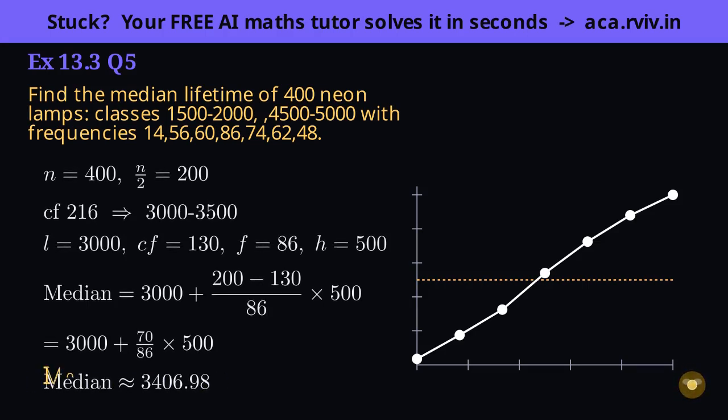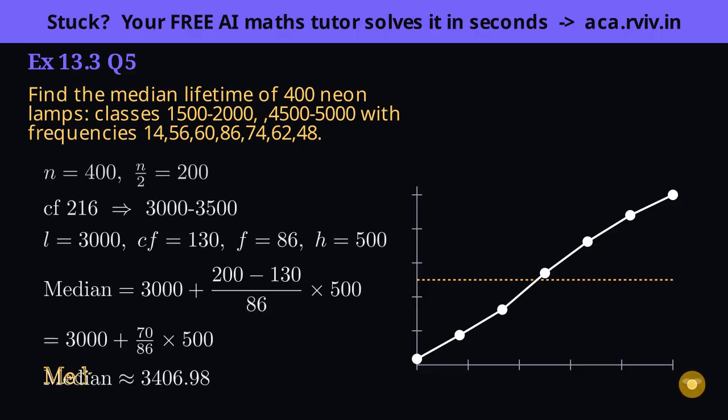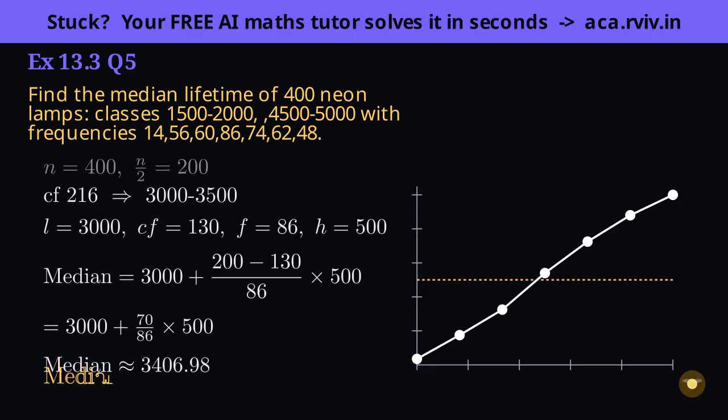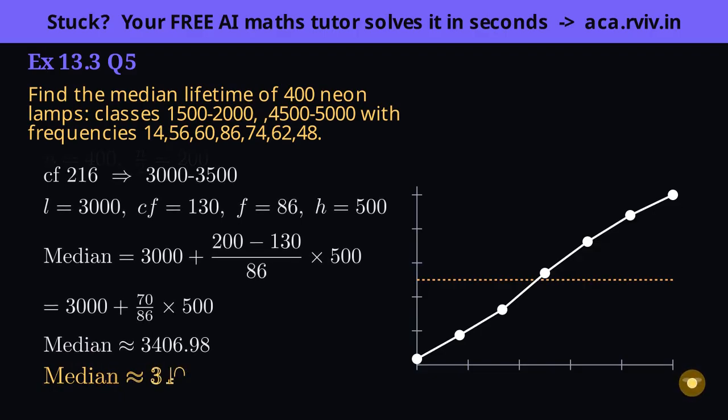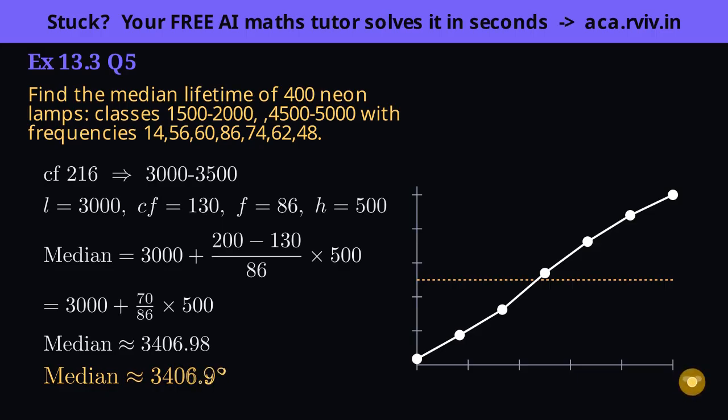So the median lands a good way into the 3000 class, because the 200th lamp is 70 of that class's 86 lamps in, well past the halfway point of the class. The fraction 70 over 86 is exactly how far along the Ogive straight segment we traveled. Big counts, same simple idea.